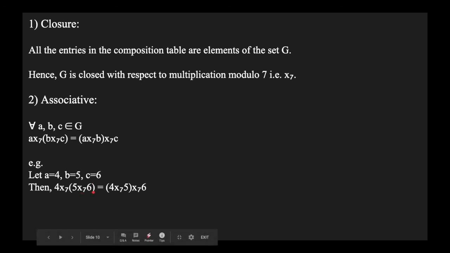So 5 into 6, that is 30. 30 divided by 7, so what will be the remainder? 2. So here the entry is 4 ×7 2. Consider this: 5 into 4, that is 20. 20 divided by 7, so the remainder will be 6. And 6. Now here 4 into 2, 8. 8 divided by 7, so the remainder will be 1. And here 6 into 6, 36. 36 divided by 7, so the remainder will be 1. So you can check for any entries, the associativity will hold, hence it is associative.